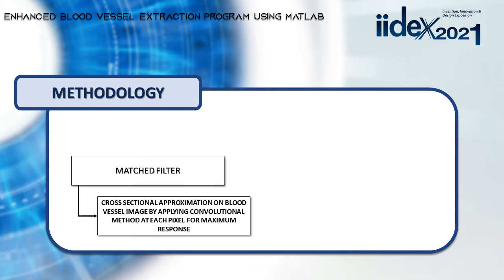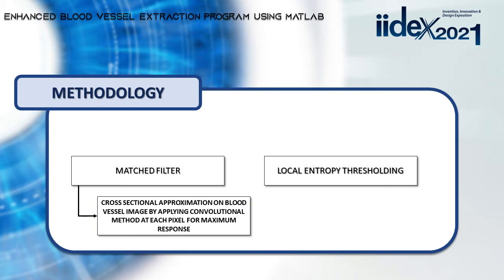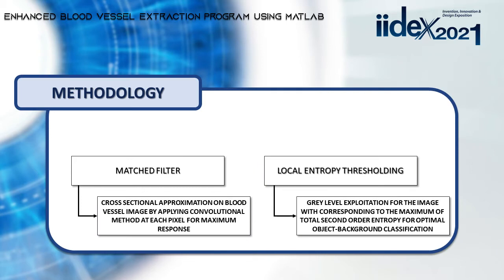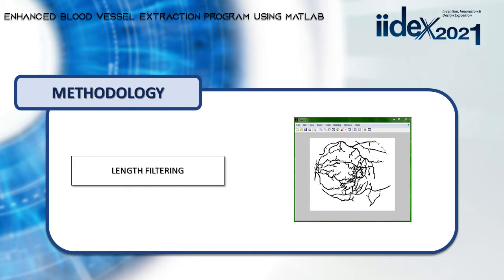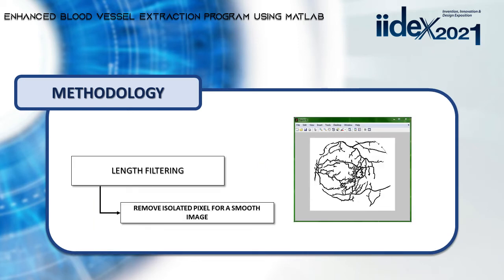This is where the cross-sectional approximation is carried out on the blood vessel image by applying the convolution method at each pixel to gain maximum response. After that, local entropy thresholding is applied to the retinal image. This is where the gray level exploitation is carried out on the retinal image, corresponding to the maximum of the total second-order entropy for optimal object and background classification. And lastly, length filtering will remove isolated pixels for a smooth image of the blood vessels.